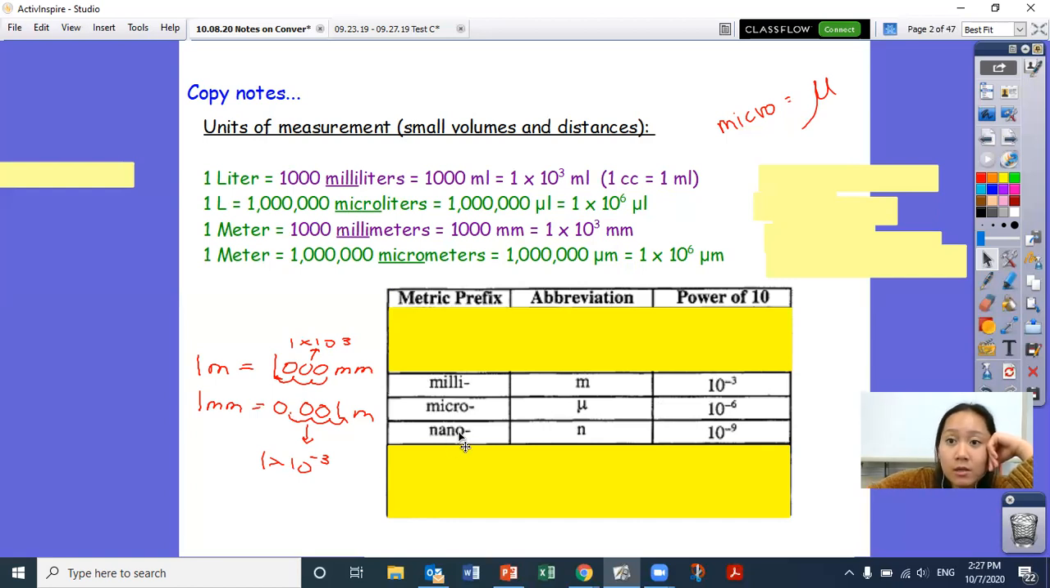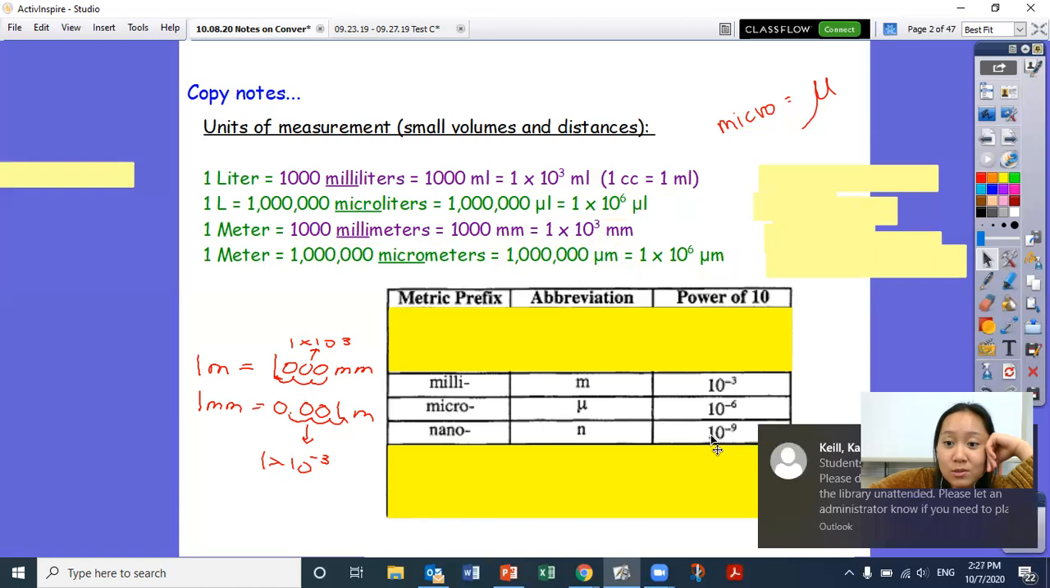Nano is even smaller, and we won't encounter it too much, just because biology scales go to nano, but we won't work with that much. And that is a lowercase n. So if you did a nanometer, that would be an nm, right? And that's 1/1,000,000,000th of the base unit. So nanos are tiny, okay?